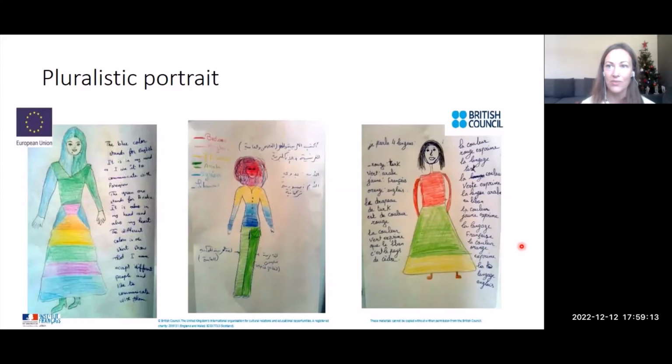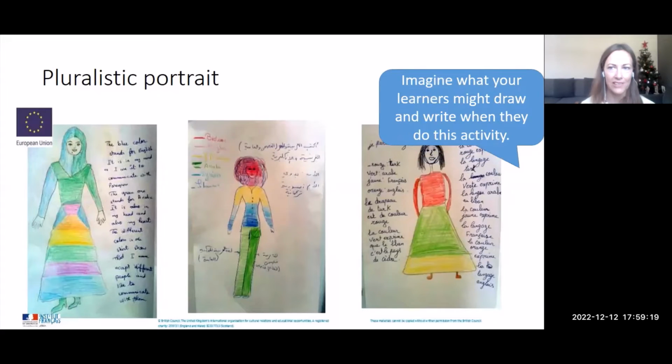So I wonder, if you did this, what would yours look like? And if you asked your learners to do this, what might their pluralistic portrait look like? And what might you learn about your learners from this? And what could it mean to your learners to be asked these questions about the languages that make up their identity?